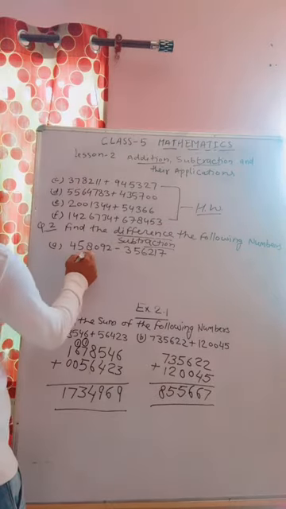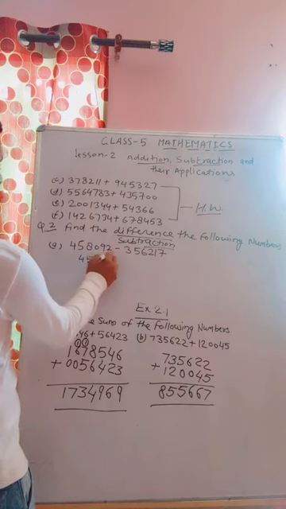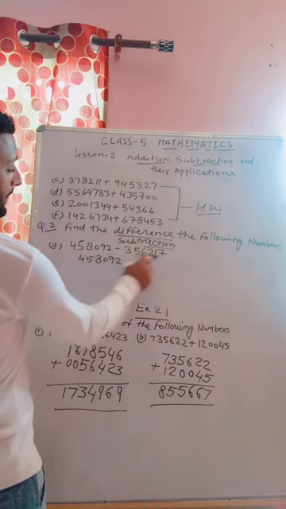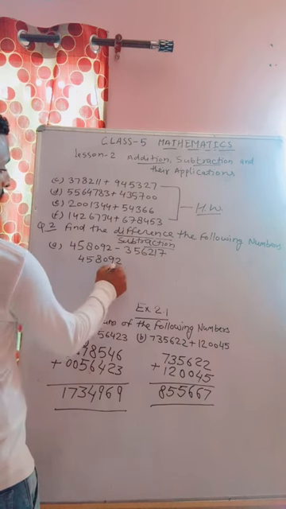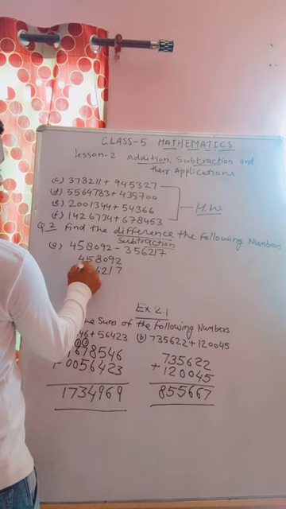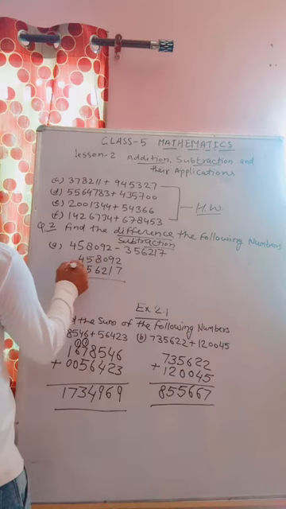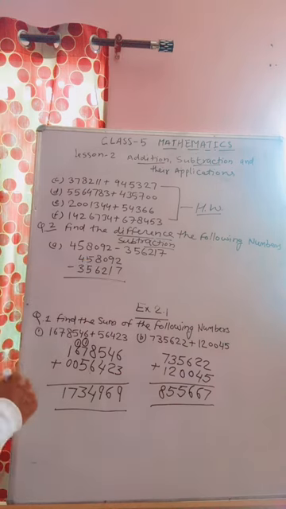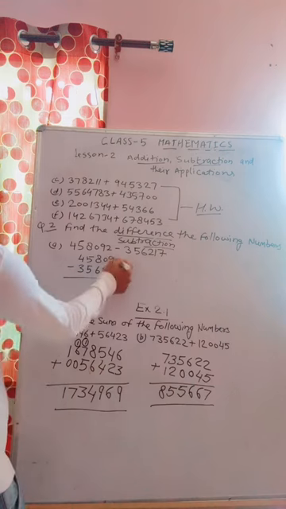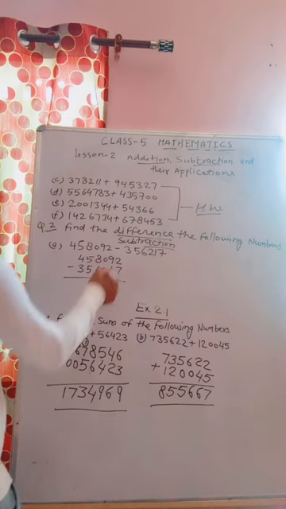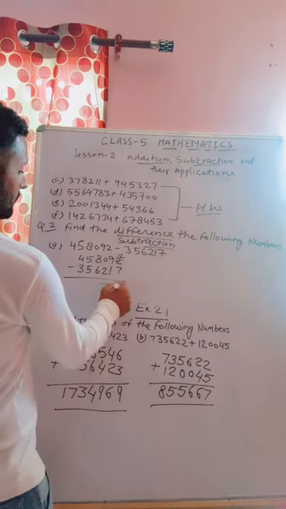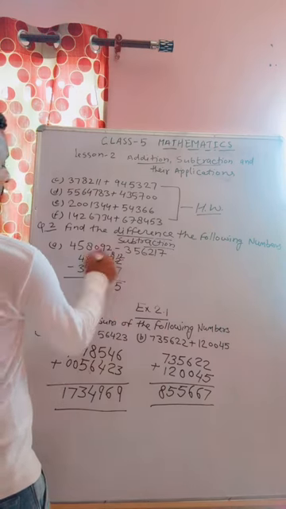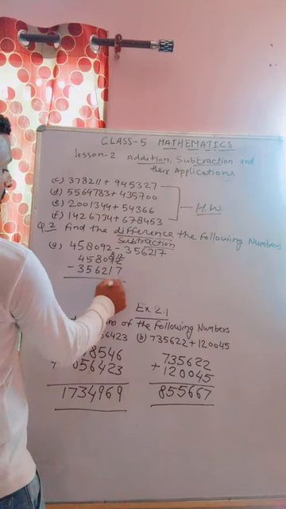You write 4 5 8 0 9 2, and on this side you write 7 1 2 6 5 3. The given symbol is minus, so you write the subtraction symbol. 2 minus 7, you cannot, so you borrow, making 12 here. 12 minus 7 is 5. What is left is 8, 8 minus 1 is 7.